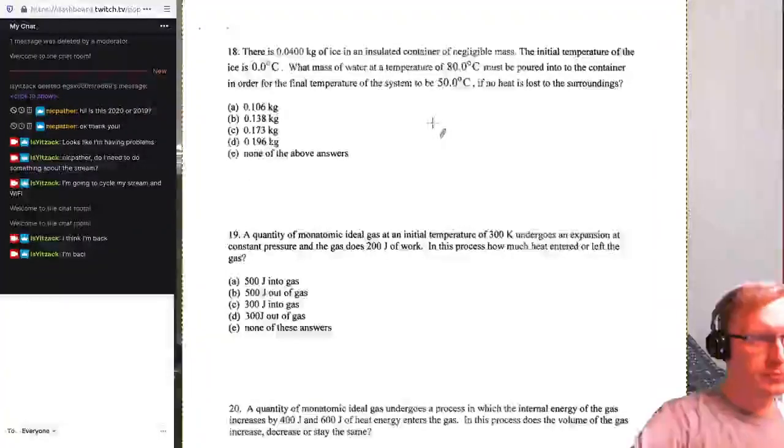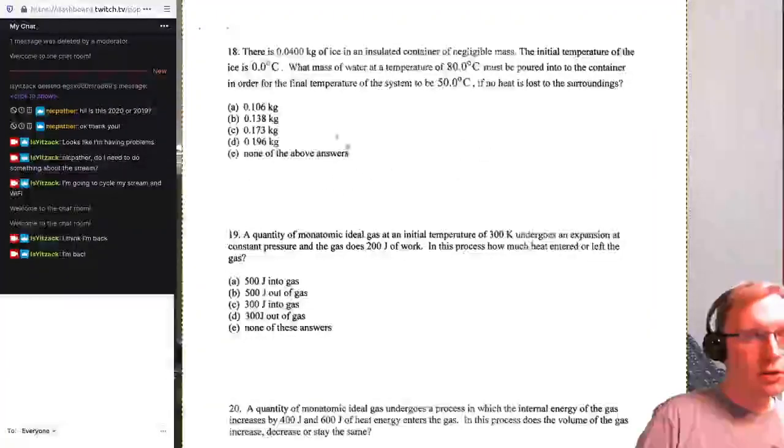Alright, last page. Alright, there is 0.04 kilograms of ice in an insulated container, initial temperature is 0. What mass of water at 80 Celsius must be poured into the container so that the final temperature is 50 Celsius if no heat is lost to the surroundings.